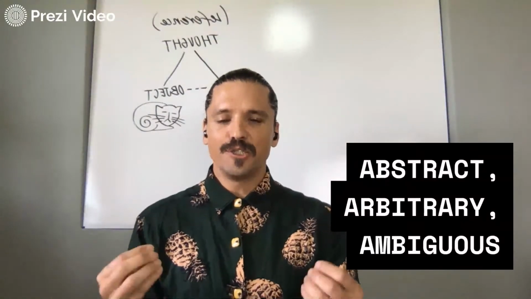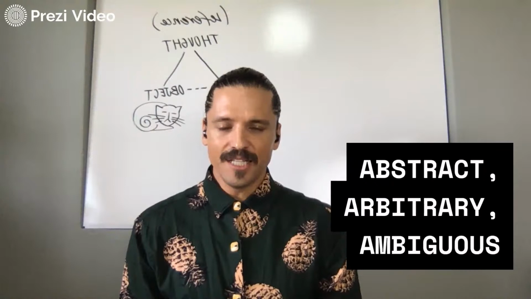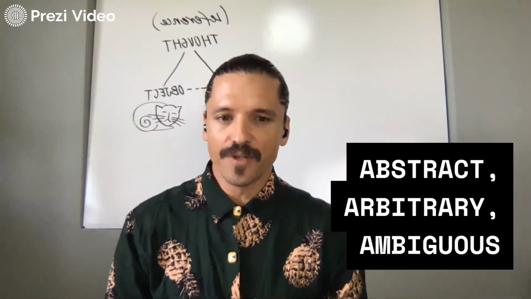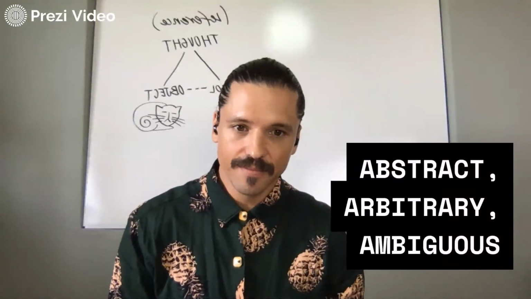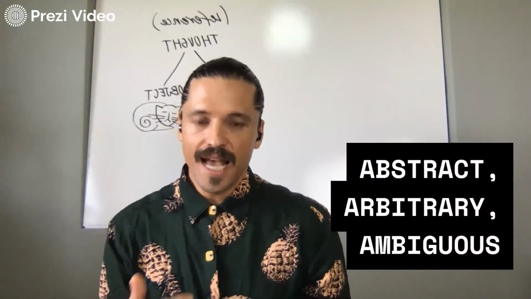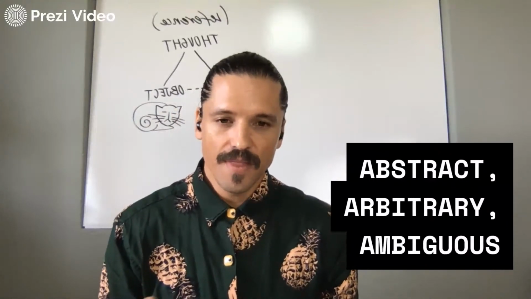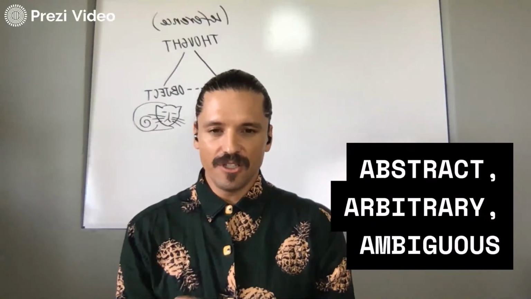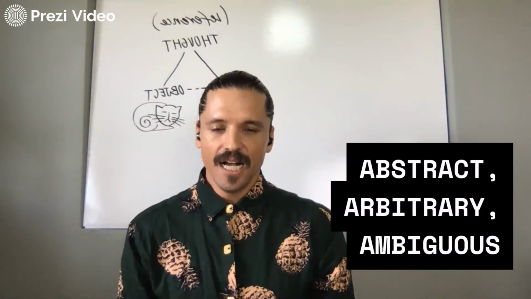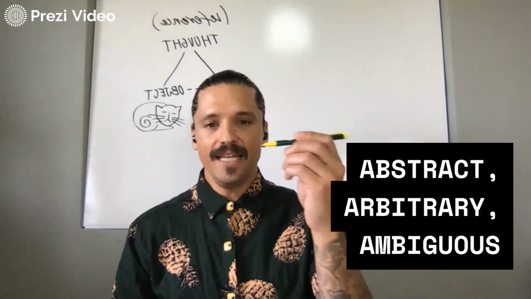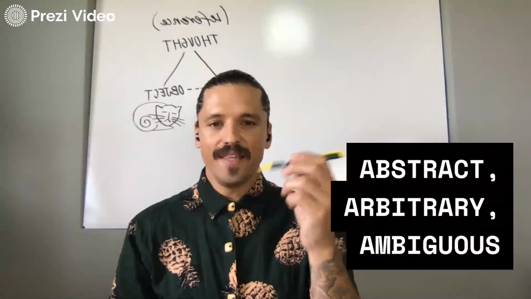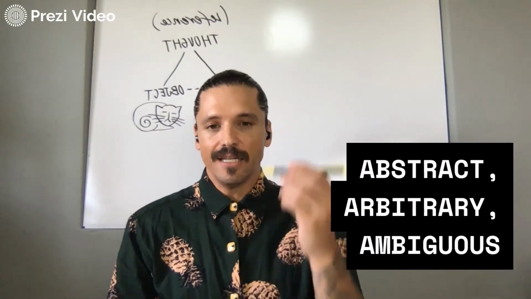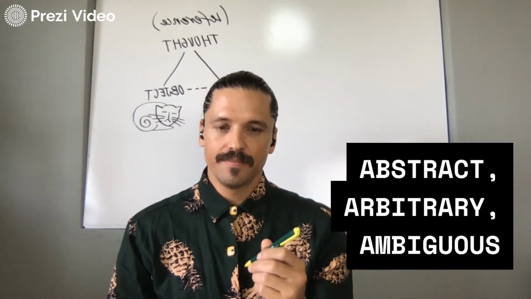Symbols are constructed by humans. And so they're shared. We agree upon their general meaning, but for the most part, they are abstract, arbitrary, and ambiguous. They're abstract in that there's no inherent connection between the word pen and the actual pen that I am holding up, right? It's abstract.